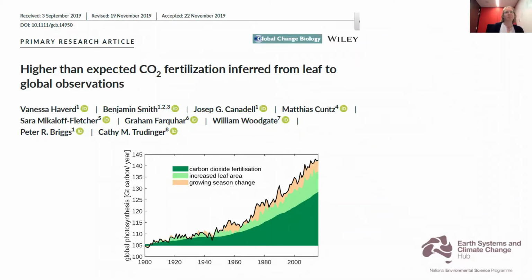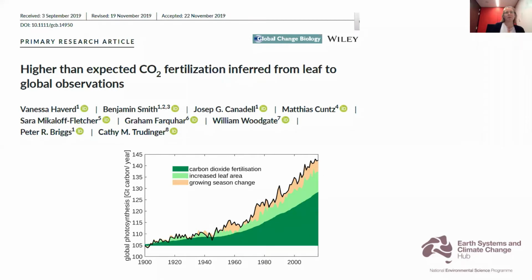So in work we've recently published, we've looked at one of the key components of the natural land carbon sink. The natural land carbon sink arises because the gross uptake of carbon must be larger than the release of carbon. The gross uptake of carbon is done by photosynthesis. The release is from processes such as heterotrophic respiration, autotrophic respiration, and also fire.